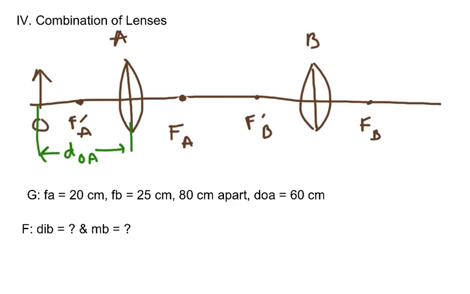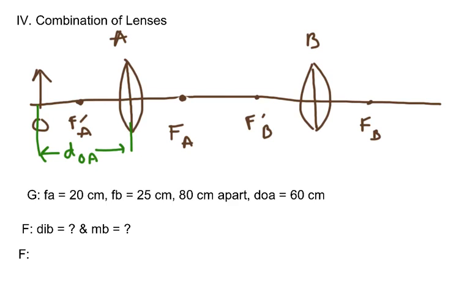In this problem, we want to find the distance of the image from lens B, and what is the size of the image B, or what is the magnification of the image from lens B. So in order to solve this problem, we want to find out where the image forms from lens A, and let's do some ray tracings to show this before we use some formulas.